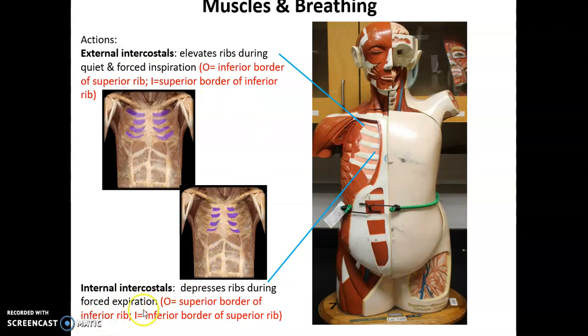The internal intercostals are arranged in the exact opposite arrangement. So their origin is the superior border of the inferior rib, and their insertion is in the inferior border of the superior rib. So again, origin is the inferior rib, inserts into the superior rib, so that when they contract, they actually depress the ribs, so pull the ribs down. And this is important during forced expiration. So when you try to exhale really quickly, when you are perhaps singing or yelling.